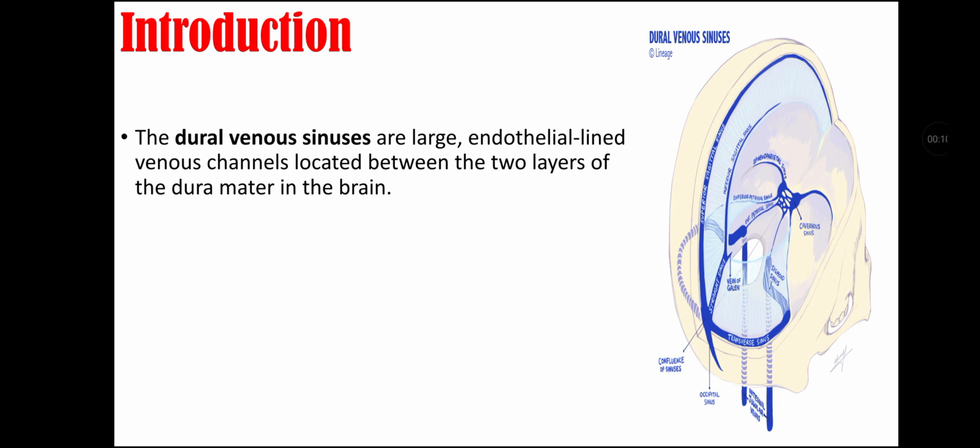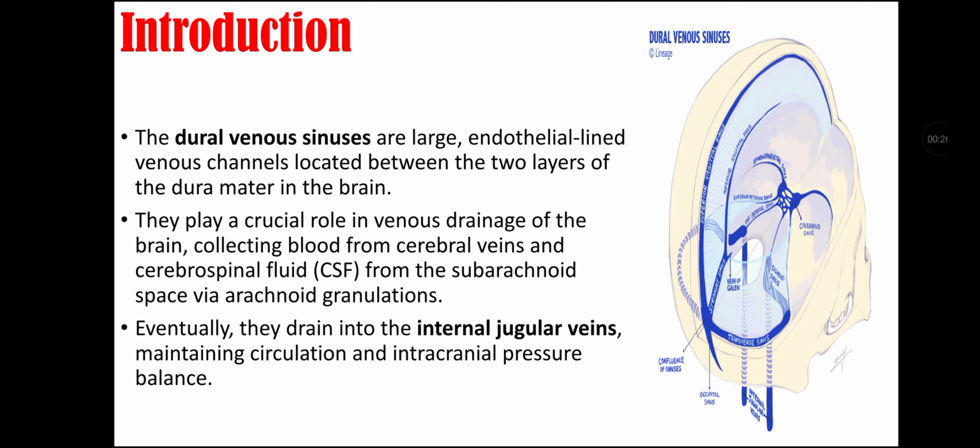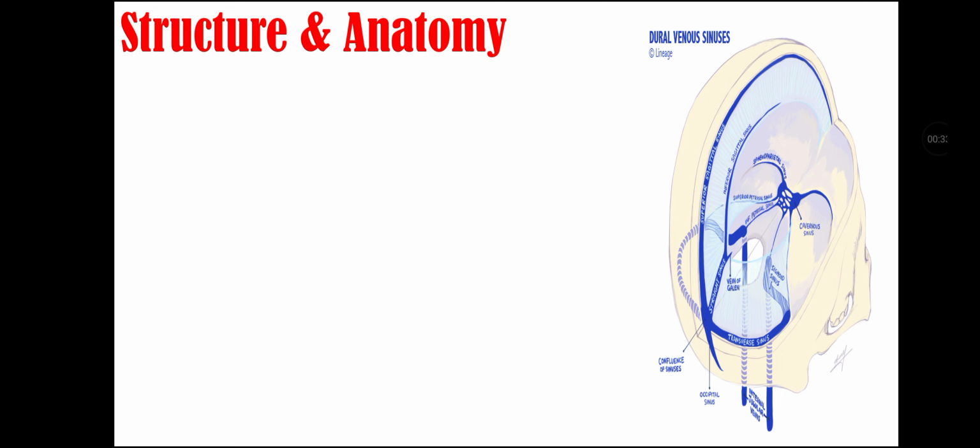So let's start the topic with introduction. Dural venous sinuses are large endothelial lined venous channels that are located between two layers of dura mater in the brain. They play a crucial role in venous drainage of the brain, collecting blood from cerebral veins and cerebrospinal fluid from the subarachnoid space through the arachnoid granulations. Eventually, they drain into internal jugular vein, maintaining circulation and intracranial pressure balance.